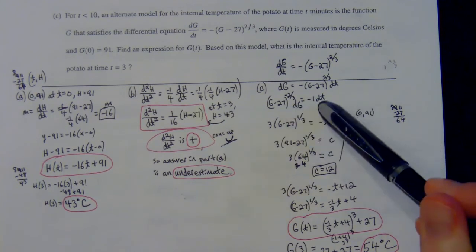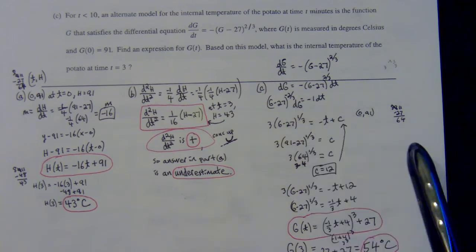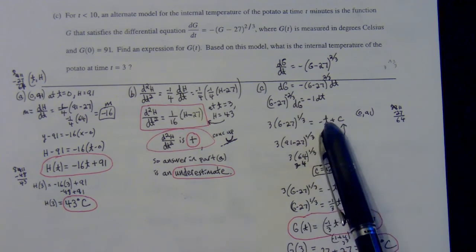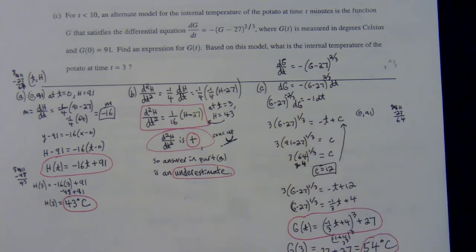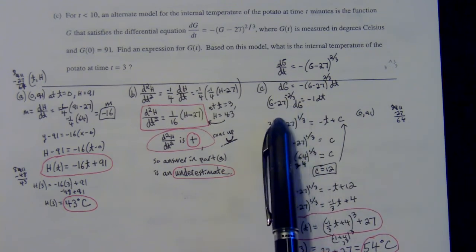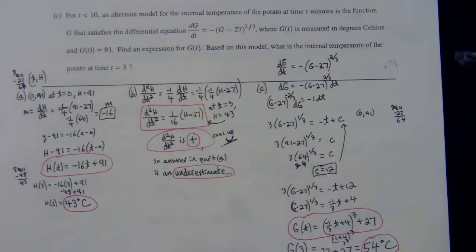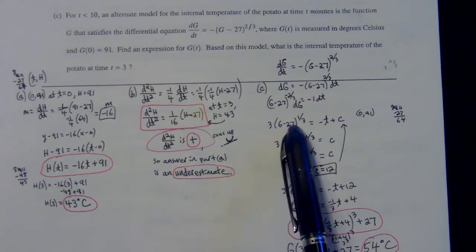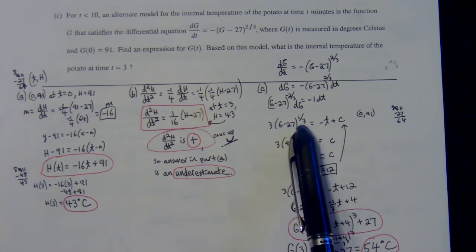So once you separate your variables, then you're going to integrate both sides. The integral of -1 is negative t. Stick the plus c right there because the derivative of t is 1, right? And then a negative carries down. Remember, this is like a u to the -2/3. When you integrate u to the -2/3, you're going to go u to the 1/3. You're going to divide it by 1/3, which means you're going to times it by 3. That's where I got that 3 right there. And then you got that g minus 27 to the 1/3.